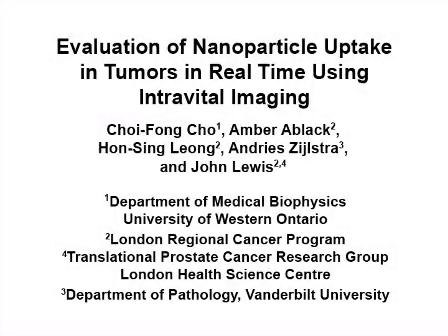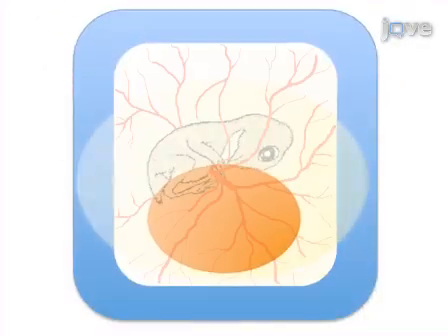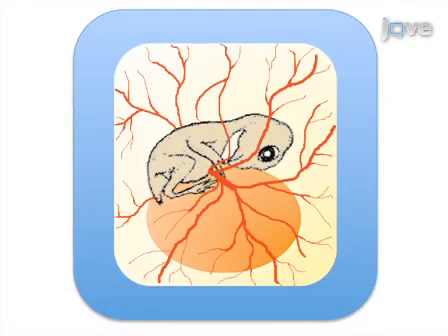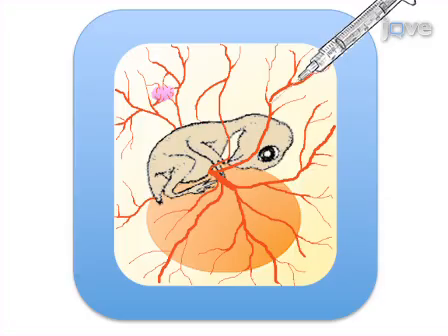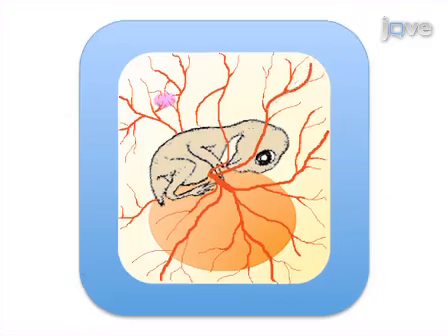The overall goal of this procedure is to quantify the uptake of nanoparticles into tumors using intravital imaging. This is accomplished by first deshelling and culturing avian embryos. The second step is to establish xenograft tumors in the chorioallantoic membrane, or CAM, and allow them to grow for approximately 1 week.